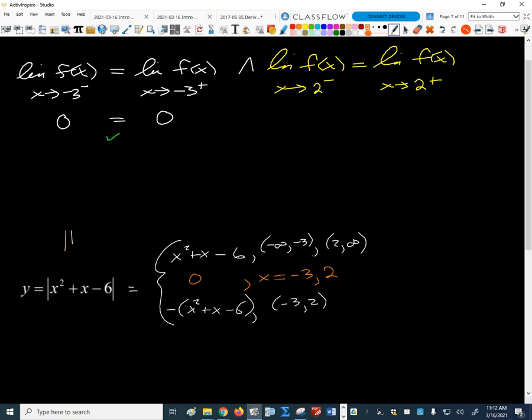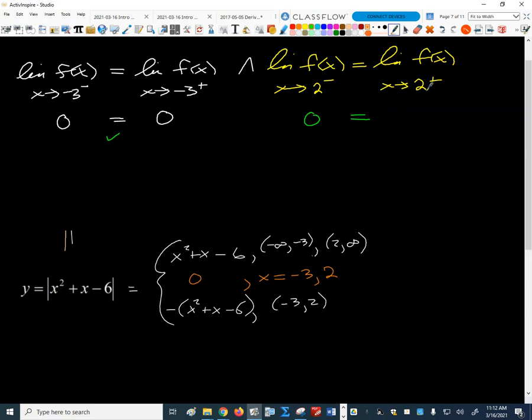What about at 2? If I'm approaching 2 from the left in my function, give me a T or a B. Am I in the top or the bottom? If I'm approaching 2 from the left in my piecewise function, am I top piece or bottom piece? Okay, good. I'm bottom piece, aren't I? Good. So if I evaluate the bottom piece as x approaches 2 from the left, I'm going to get negative the quantity 4 plus 2 is 6 minus 6, I get 0.